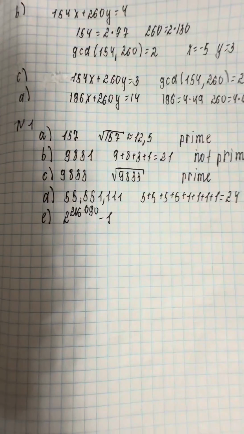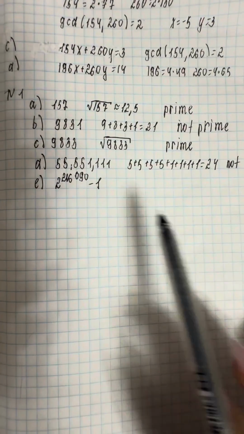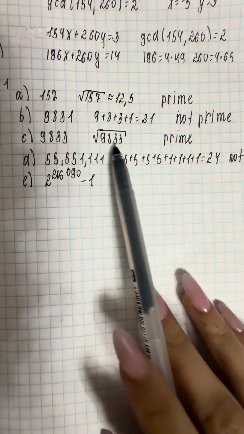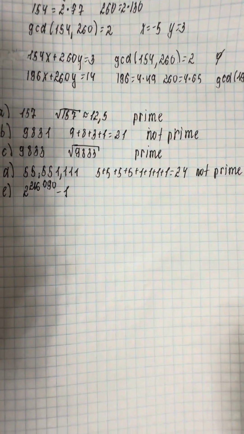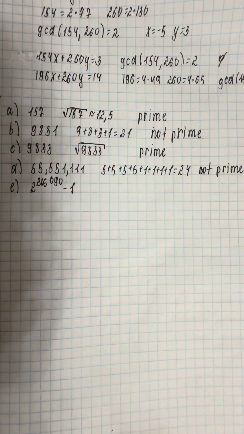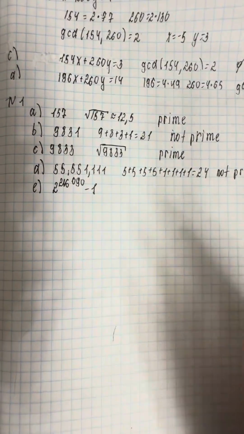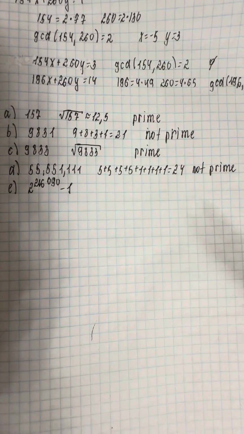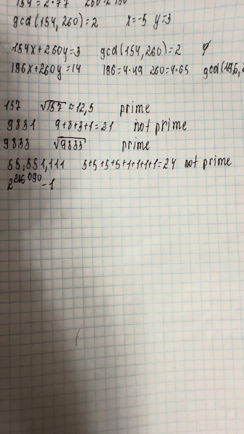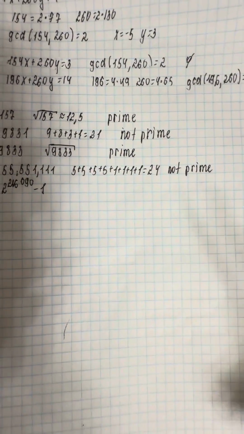Next one, 9831. We first check divisibility by 3. For this, we need to find the sum of the digits, and the sum equals 21, and 21 is divisible by 3. It means that this number is also divisible by 3, and therefore 9831 has more than 2 divisors and it's not prime.